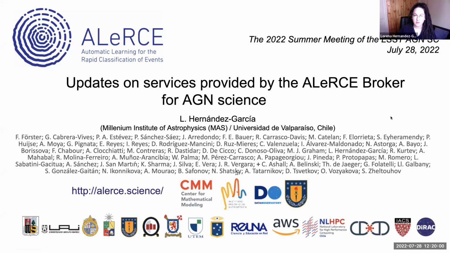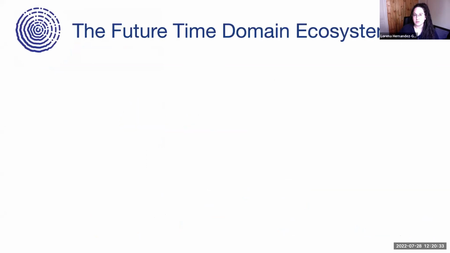Thank you. Hi, everyone. I'm Lorena Hernandez Garcia, and I will be speaking on behalf of the LSST broker, which means Automatic Learning for the Rapid Classification of Events. The idea of this talk is to give updates on the services provided by this broker and to focus on AGN science, with the idea of helping you with your science. So these are services that you can use and that will be available when the Vera Rubin Observatory starts working. So let's start speaking about brokers.